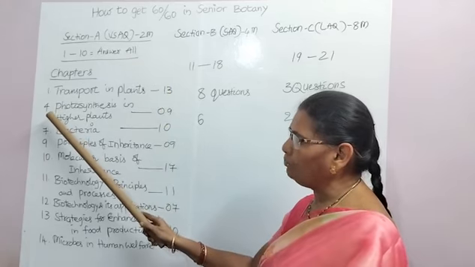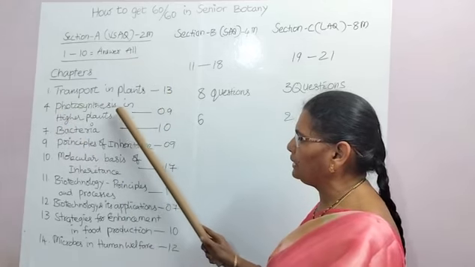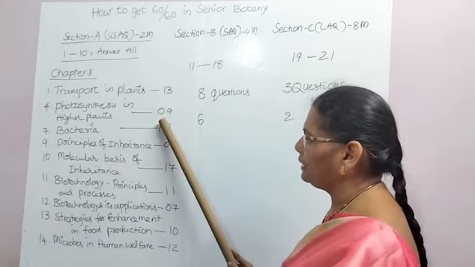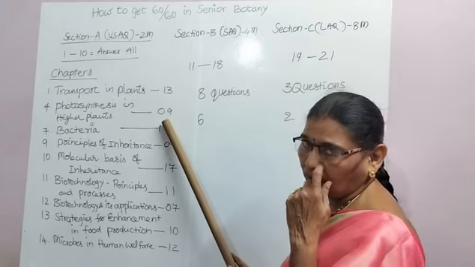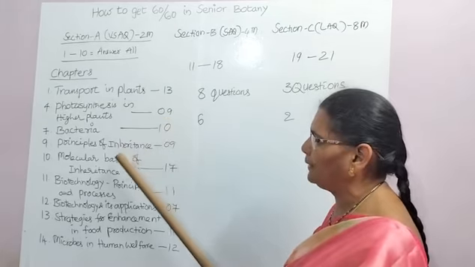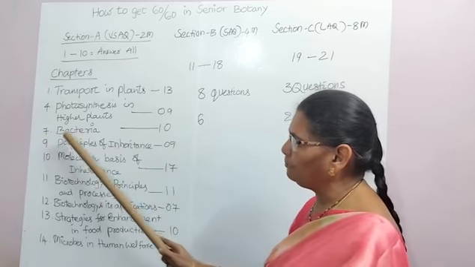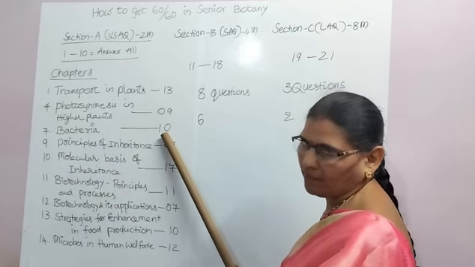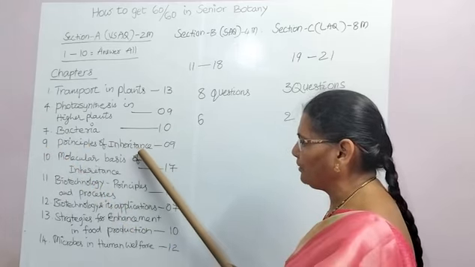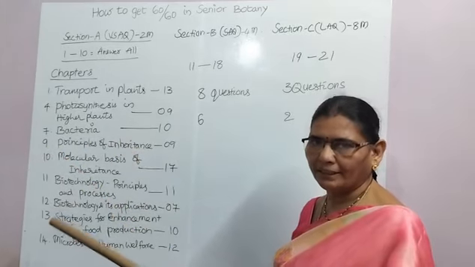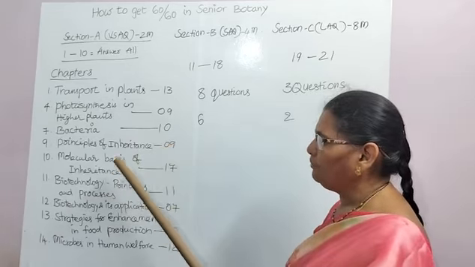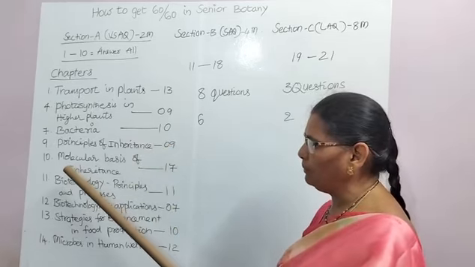The second important chapter is Photosynthesis in Higher Plants, chapter 4. 9 questions are given in this chapter. If you go through the 9, you have 1 question compulsory in the question paper. And chapter 7, Bacteria, there are 10 questions. Next is chapter 9, Principles of Inheritance, otherwise called genetics. There are 9 questions in genetics. If you go through them, you have 1 in the question paper.